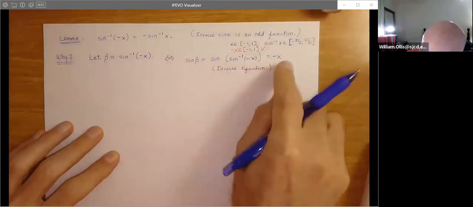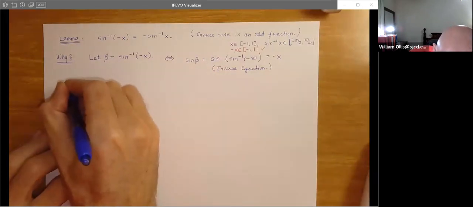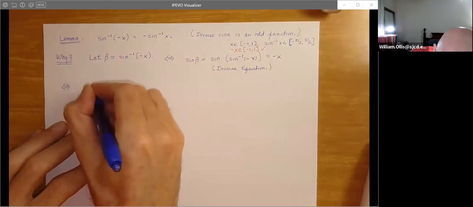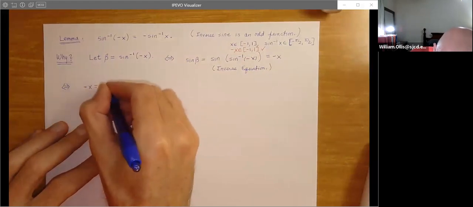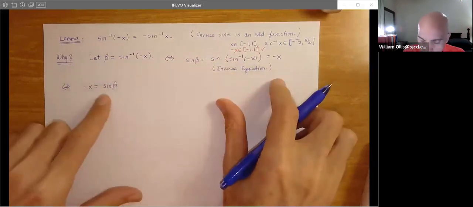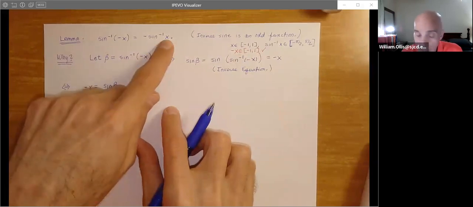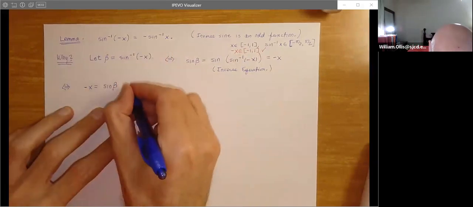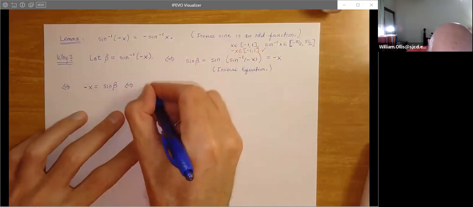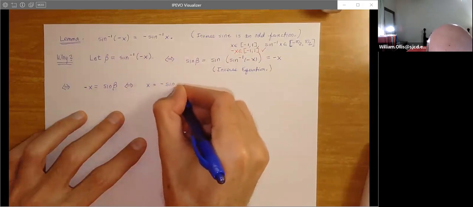So now, if you look at this, you can see that, okay, what does this say? Let me write it over here where we have less clutter. We have what? -x equals sine of beta. So I just repeated this here. So now we can actually solve for x. We need an x, right? So let's solve for it. So let's multiply both sides of the equation by -1. So this will give us x equals the additive inverse of sine beta.